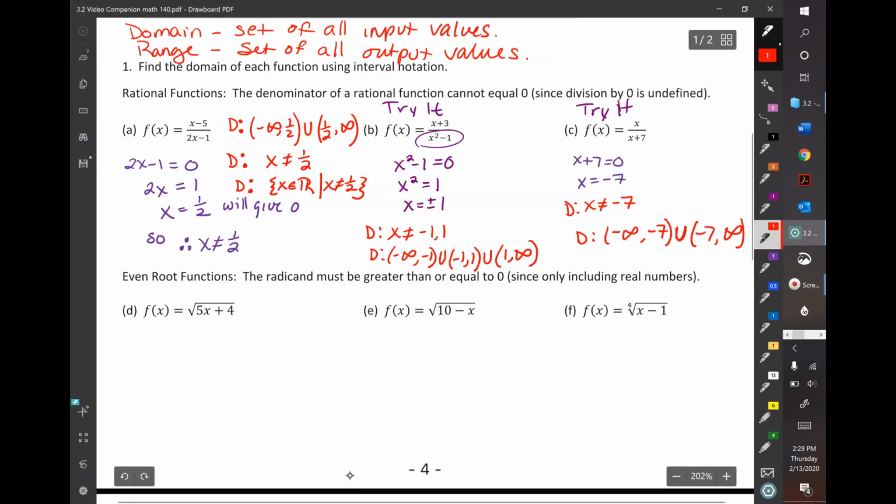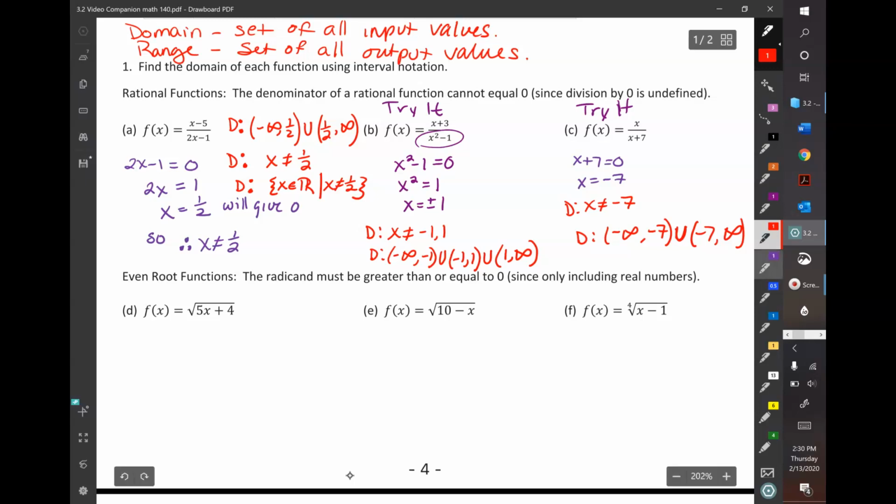Okay, so for this next part, we're going to look at even root functions. The radicand must be greater than or equal to 0, since we're only including real numbers. One thing I want to point out too is you can have 0. You can take the square root of 0 as 0, and a common mistake students make is they think they can't. They think that it has to be just greater than 0, so just be aware of that.